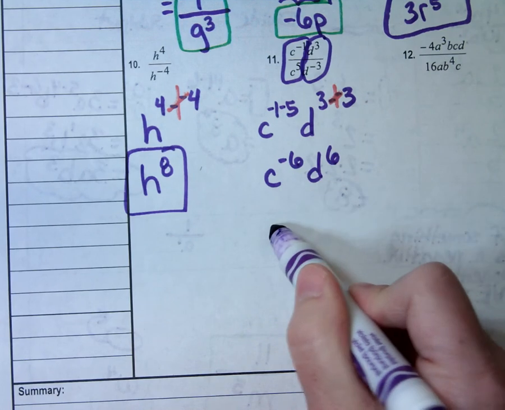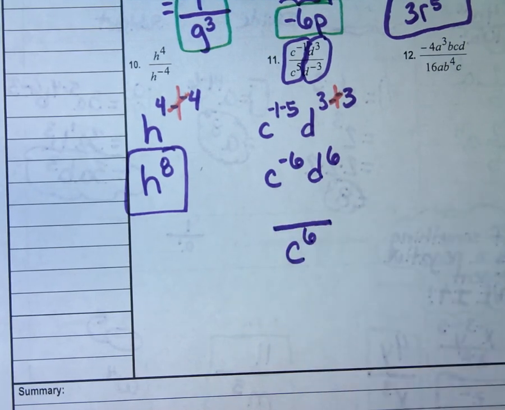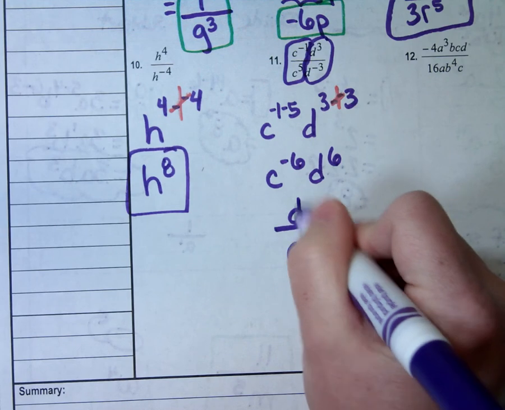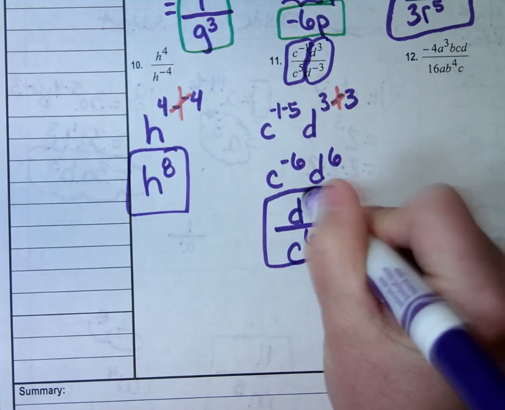And then remember, if something has a negative exponent, it has to move. So since the c has a negative exponent, it's going to go down to the denominator. Once it moves down there, the exponent switches to positive. Since d has a positive exponent, it's going to stay on top, just where it was. And that's it. That's our answer.